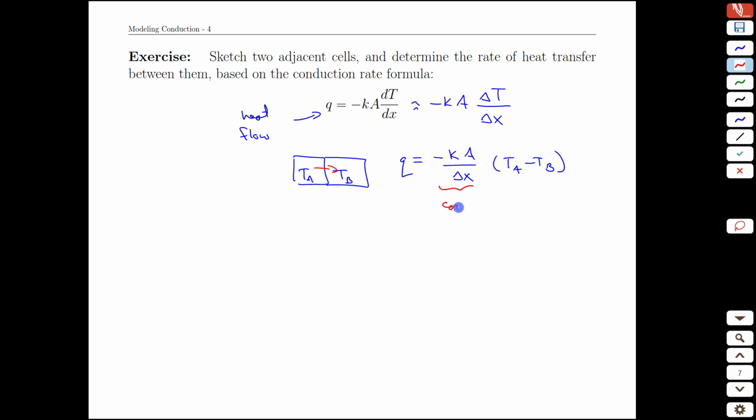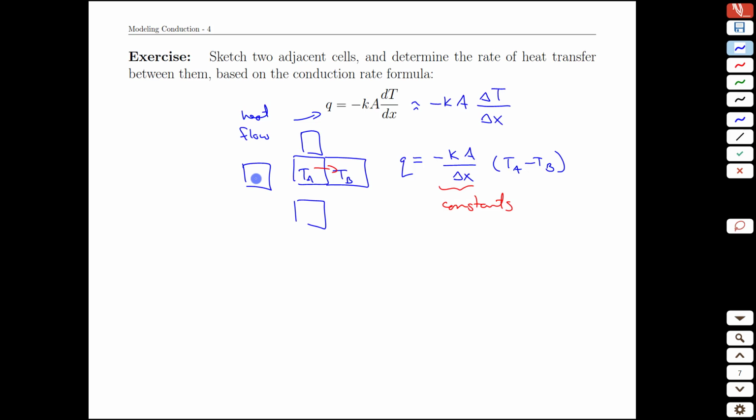This is all constants. Properties and cell size are going to be the same no matter where we look. We're going to pick a nice grid so we get a nice consistent delta x. And what the heat transfer is going to depend on then is just the difference in temperature between this cell and that cell.